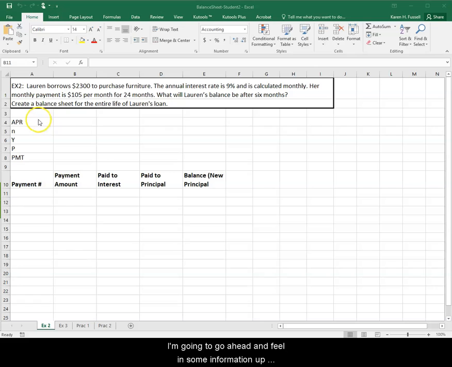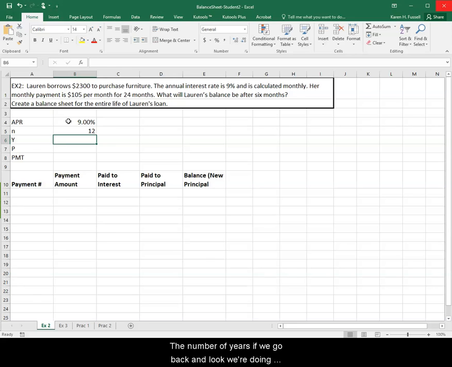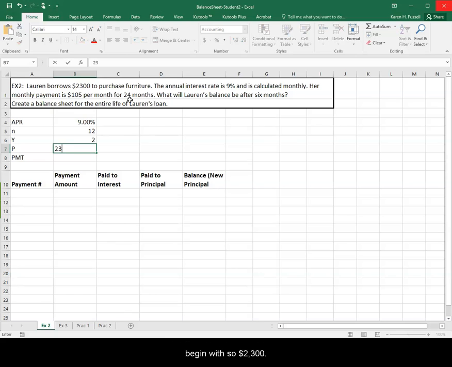I'm going to go ahead and fill in some information up here, our APR, our N, our Y, our P, and our PMT. So remember that APR is our interest, 9%. Don't forget to put that percent sign on there. N is our number of compounding periods per year. Since this is calculated monthly, that would be 12. The number of years, if we go back and look, we're doing this for 24 months, so 24 months would be 2 years. Our P, or our principal amount, is how much she borrowed to begin with, so $2,300.